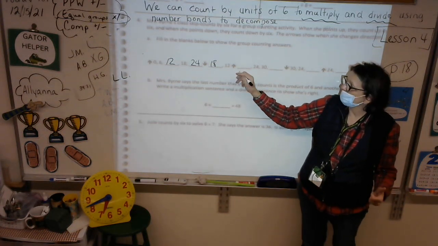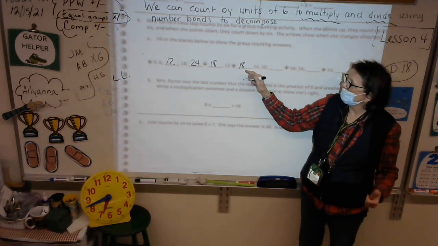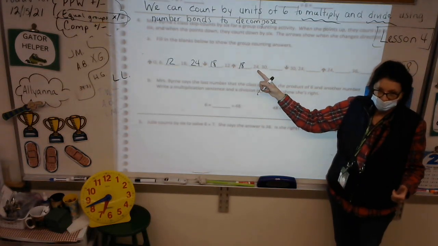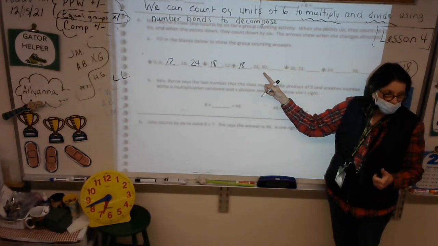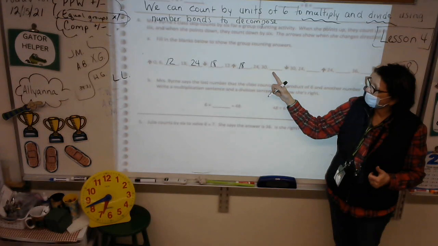12 plus 6 will be 18. Plus 6 more will give you 24. Plus 6 more will give you 30. Plus 6 more will give you 36.